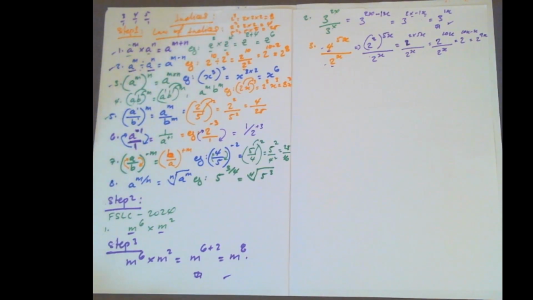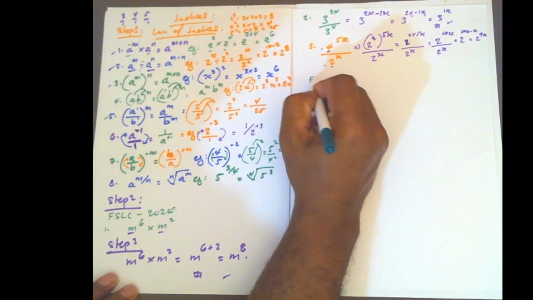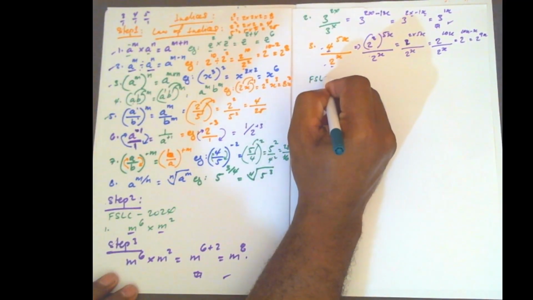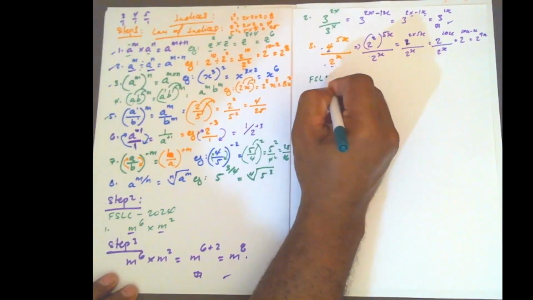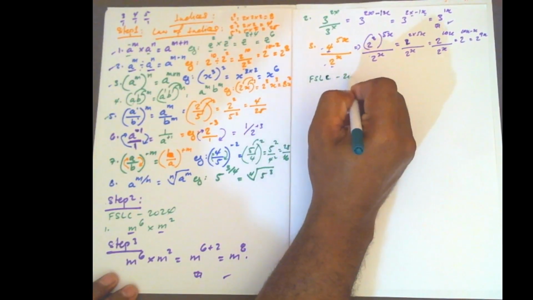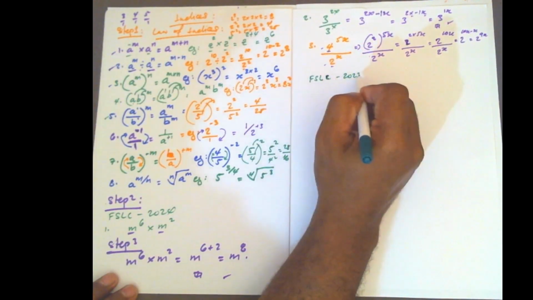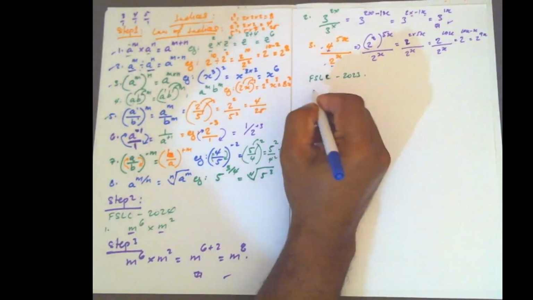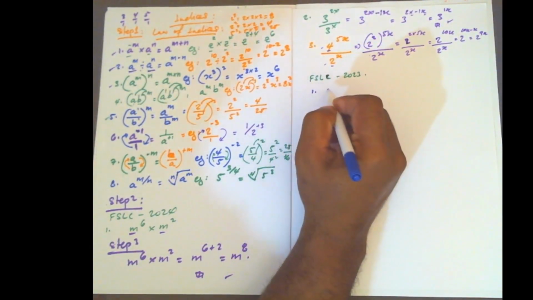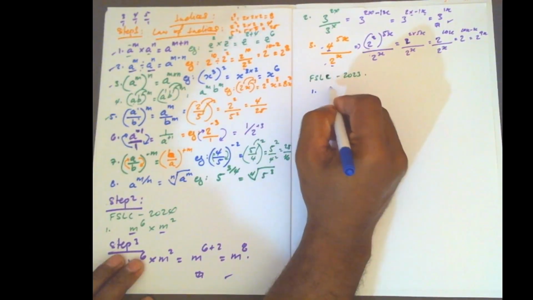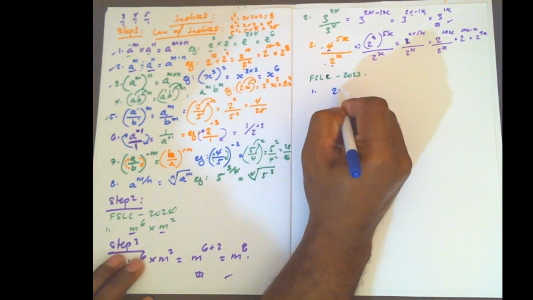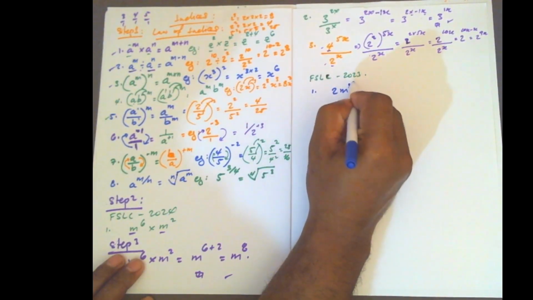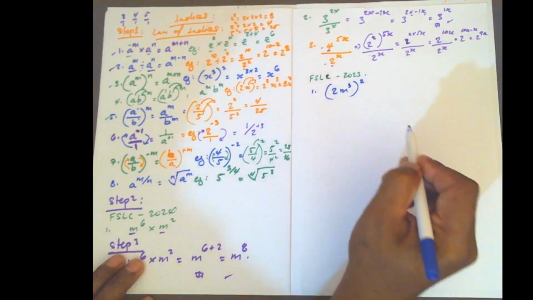Let's look at the 2023 paper, FSLC, strand 1, question number 1. Simplify 2m to the power of 3, all raised to the power of 2.